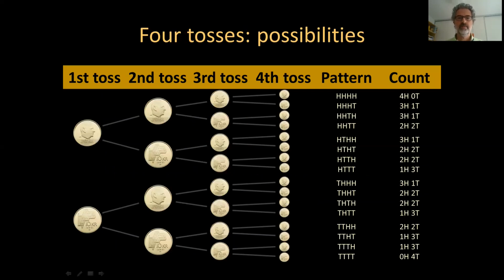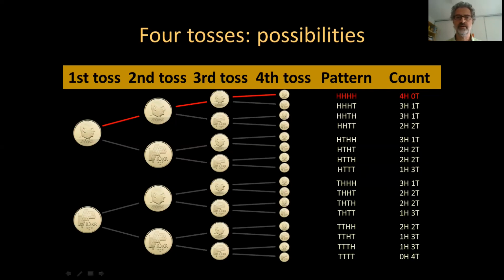Let's see how many different kinds of outcomes we can get. So there is only one way to get 4 heads in 4 coin tosses. That's because the only way to get 4 heads is to get heads in the 1st and the 2nd and the 3rd and the 4th.